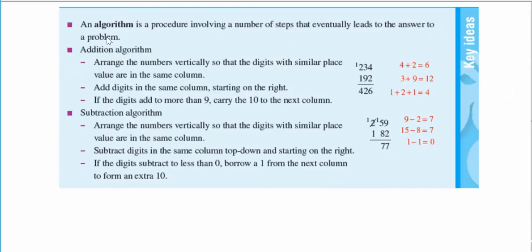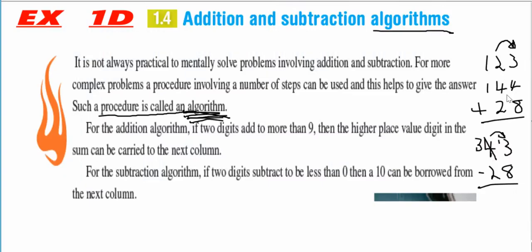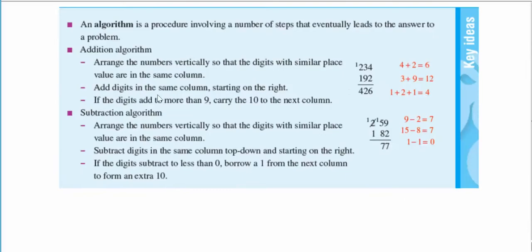So an algorithm is just a procedure involving a number of steps that eventually leads to an answer to a problem. Addition algorithm: arrange the numbers vertically, as I just showed you previously, and subtraction is exactly the same. Arrange the numbers vertically so that the digits with similar place value are in the same column. So our single units are there, our tens are there, our hundreds are there, and so on.